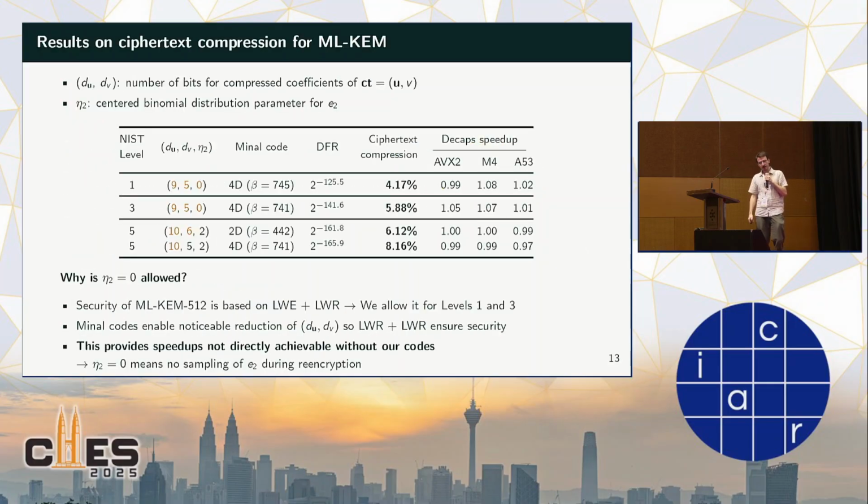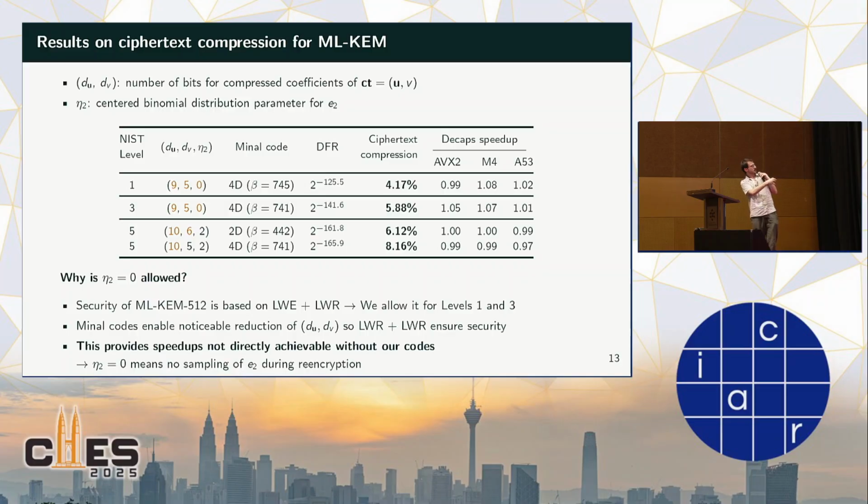So here are the results for the compression that we get using the big picture. We are allowed to change the parameters for compression, which are the u and v, of course, because we want to compress ciphertexts. And we also change eta 2, the centered binomial distribution parameter.